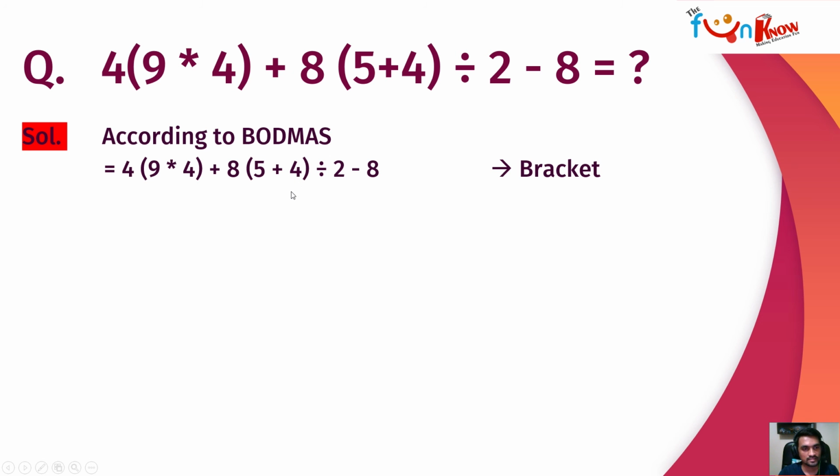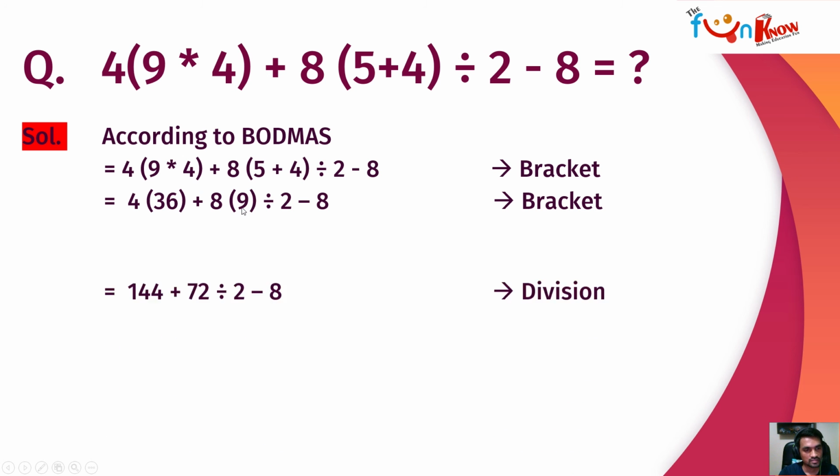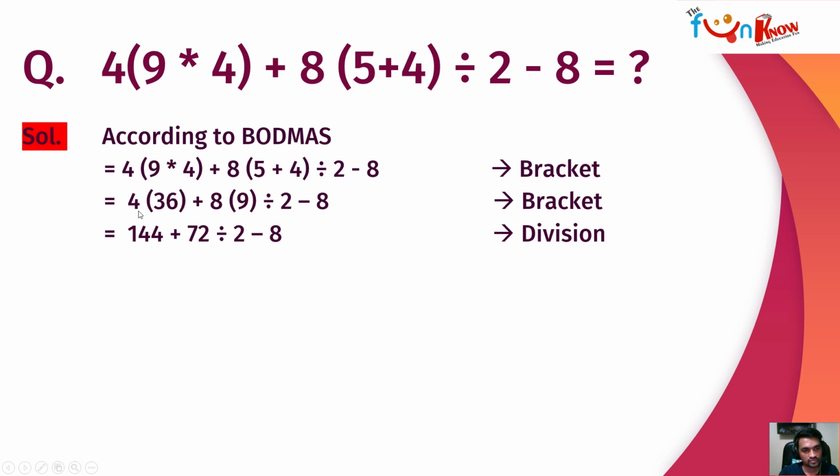So you can see first the brackets need to be solved. Even if there is multiplication inside the brackets, still the brackets need to be solved first. So 9 multiplied by 4 gives you 36, 5 plus 4 gives you 9. Once the bracket is solved, here you get 144. How did we get this? We multiplied 4 with 36 and we got 144, and we multiplied 8 with 9 and we got 72. Now the rest of the equation is the same.